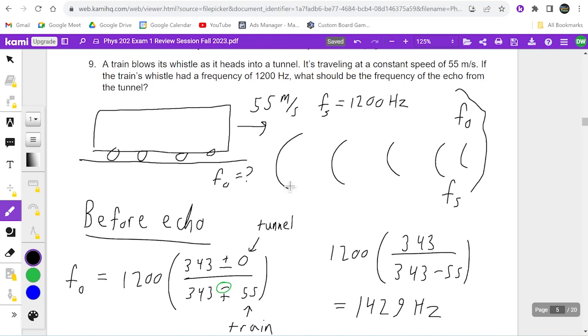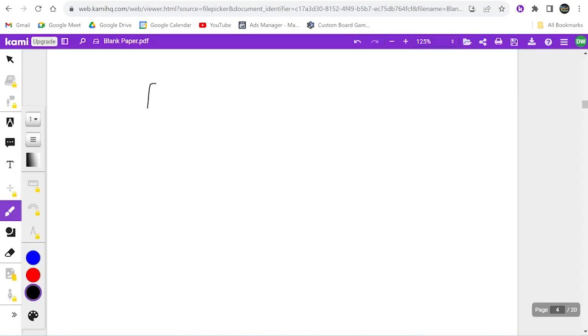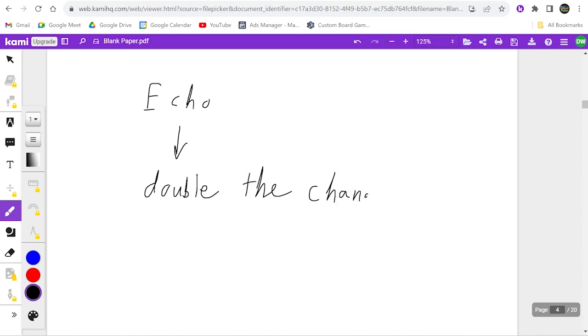Hopefully that makes sense to everyone. And by the way, you can do the same formula we just did. You've got to think of the variables because some of them changed. Or you can use a shortcut that, again, I don't like shortcuts, but this one works whenever you have an echo problem. The shortcut for the echo problem is that all you have to do is double the change in frequency. Double the change in frequency.